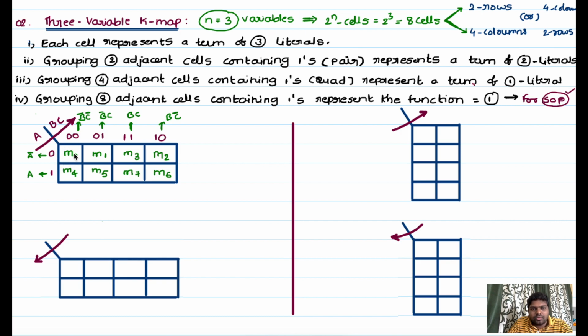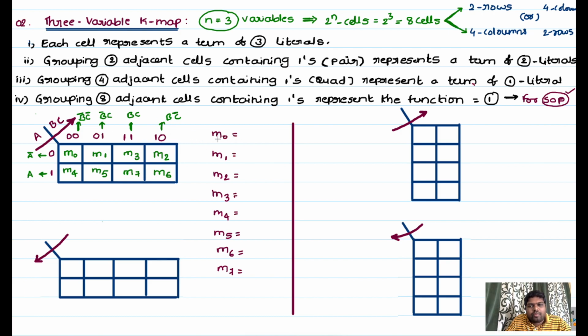So here m0, this first square box consists of 3 literals. First point is what? Each cell represents a term of 3 literals, right? So I will take here m0 equals to m0, m1, m2, m3, m4, m5, m6, m7. Now I will mention the m0 value here, m0 in terms of literals.